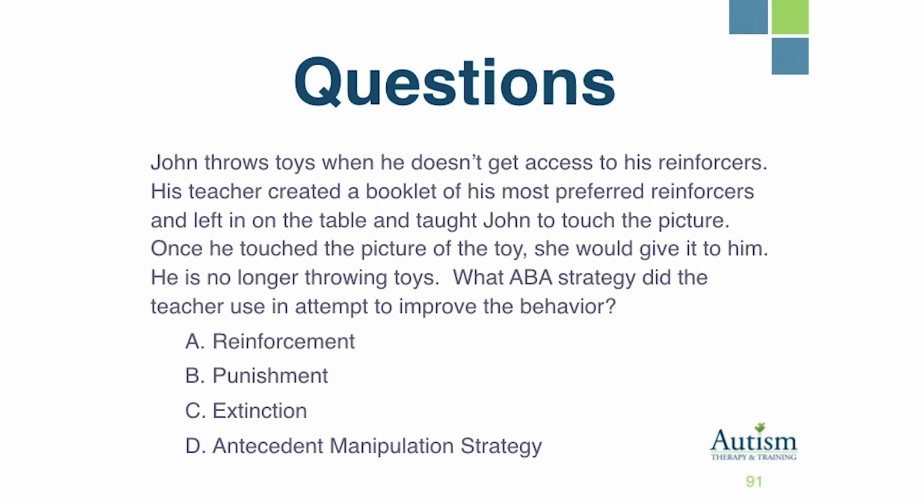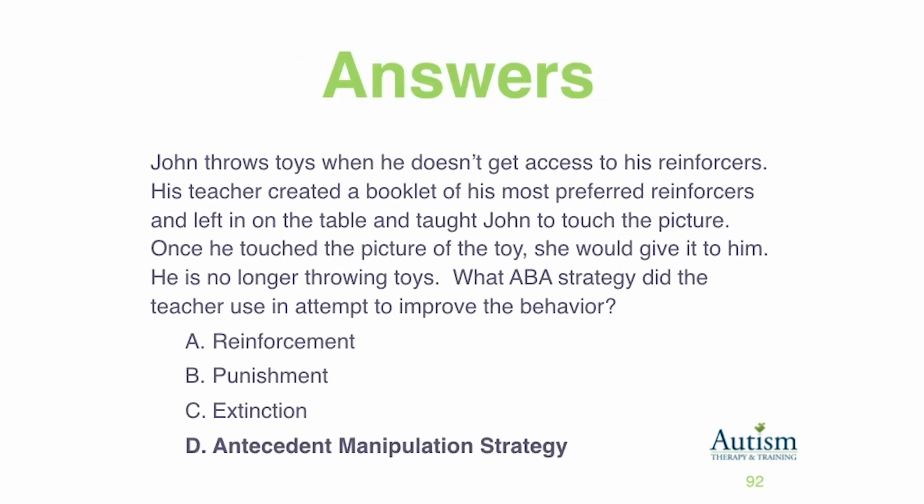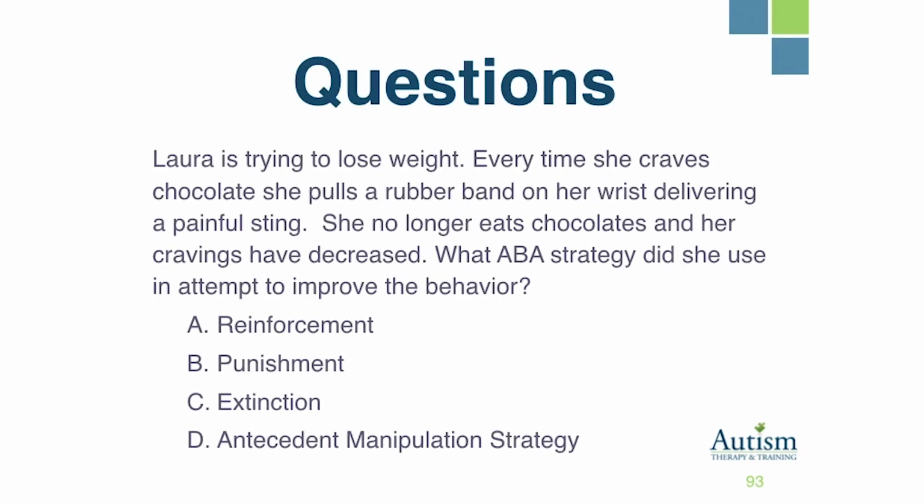And the correct response is D. Antecedent manipulation strategy. Laura is trying to lose weight. Every time she craves chocolate, she pulls a rubber band on her wrist, delivering a painful sting. She no longer eats chocolates and her cravings have decreased.